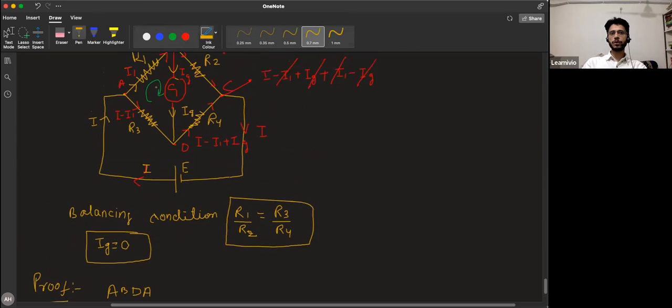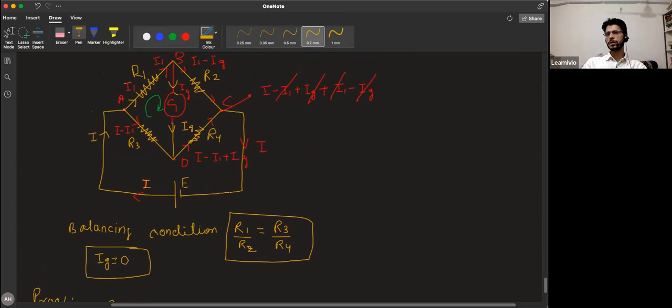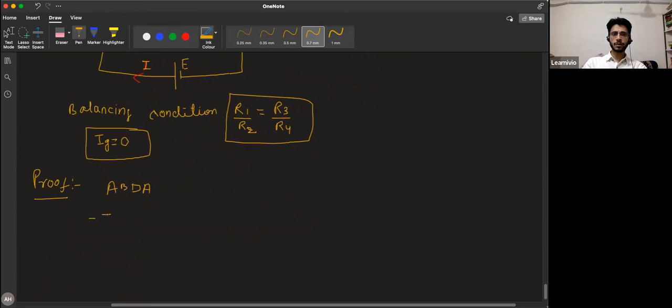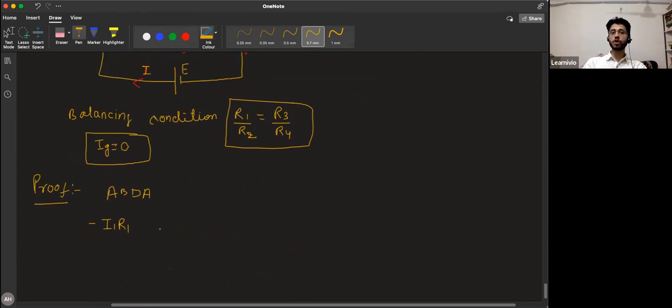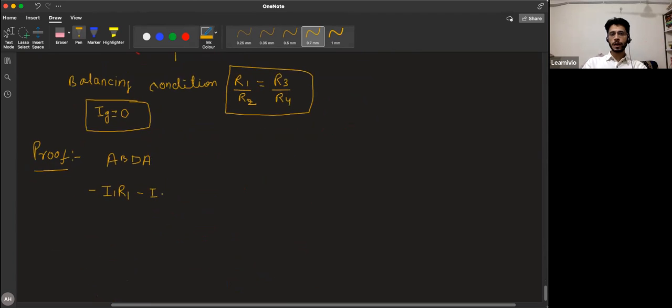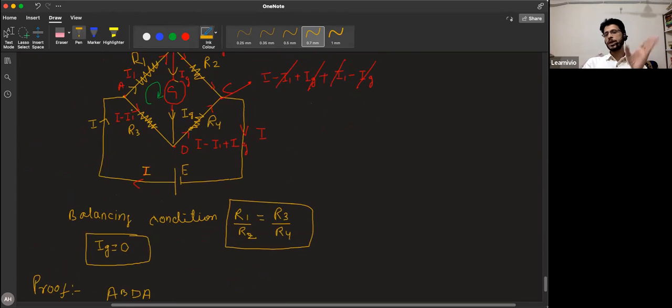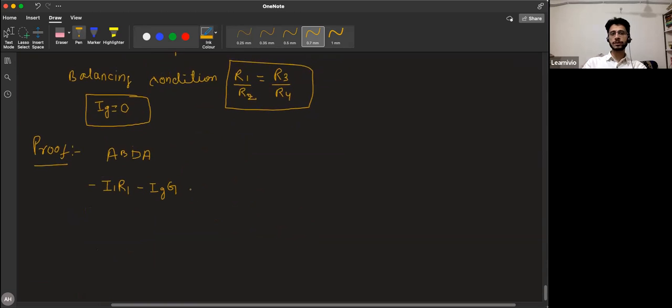When we go from A to B, the current is I1, resistance is R1, voltage is minus of I1 R1. Then you are going from B to D, resistance is G, current is Ig, voltage drop will be minus of Ig into G. Then you go from D to A, you are going in a direction opposite to the direction of current, and it's plus I minus I1 into R3, which is equal to 0.